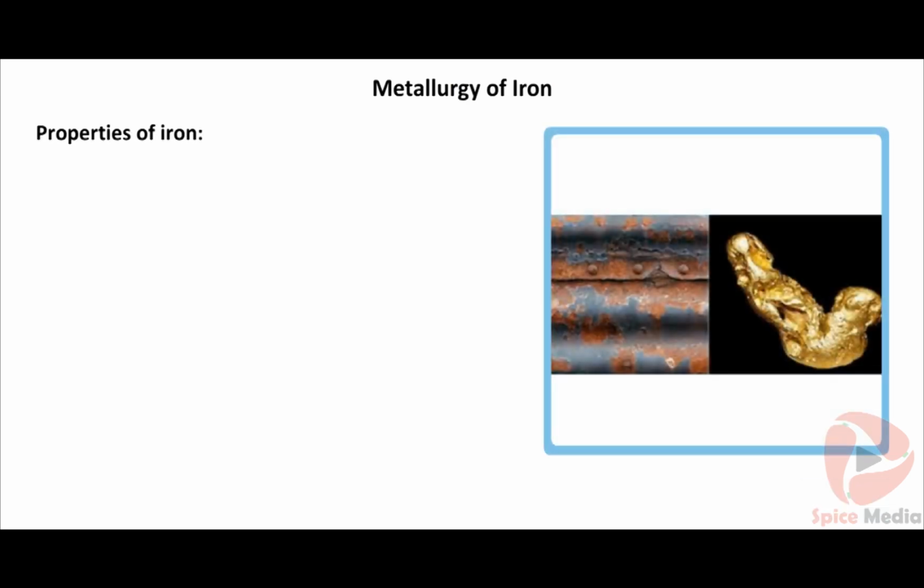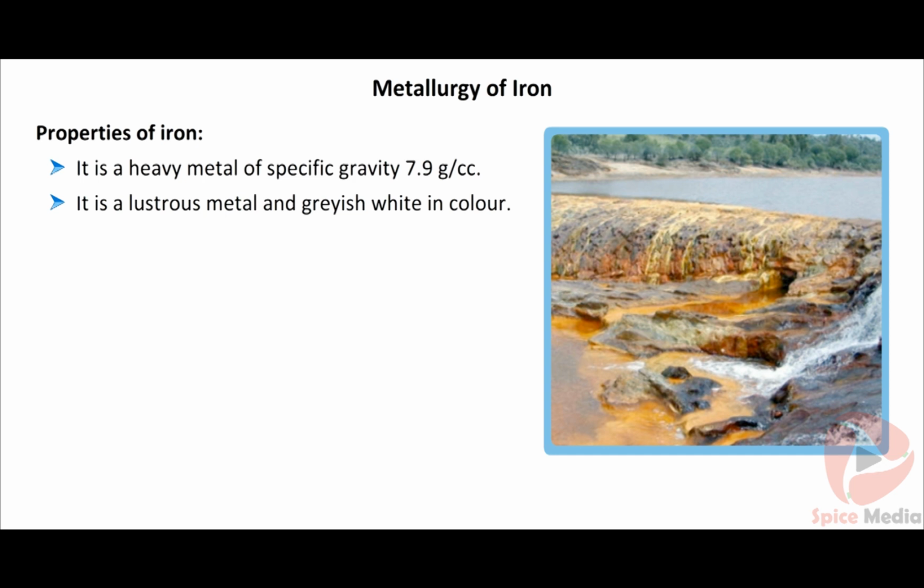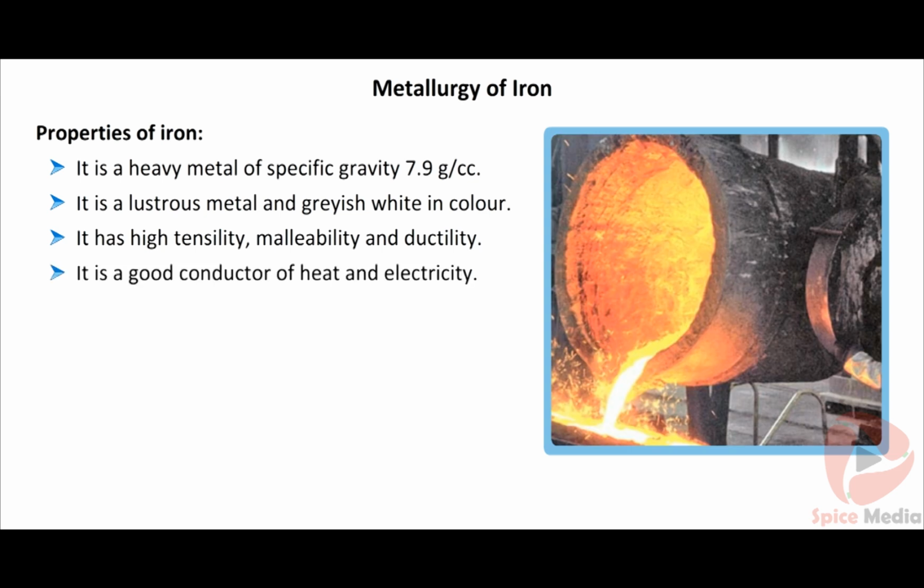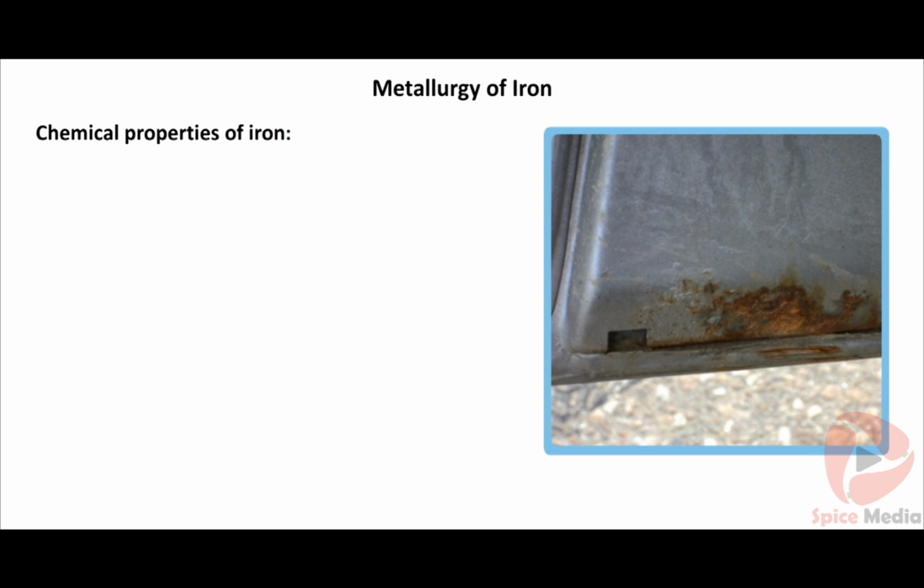Properties of iron. It is a heavy metal of specific gravity 7.9 grams per cc. It is a lustrous metal and grayish-white in color. It has high tensility, malleability and ductility. It is a good conductor of heat and electricity. It can be magnetized.